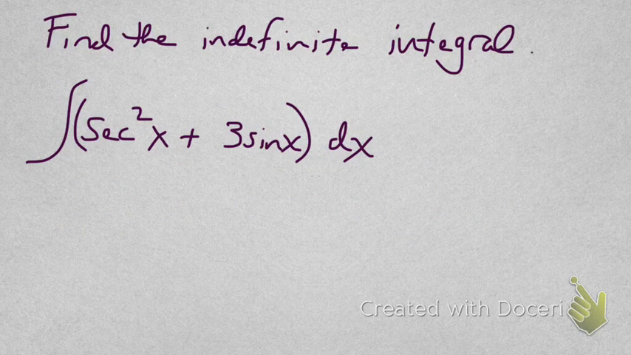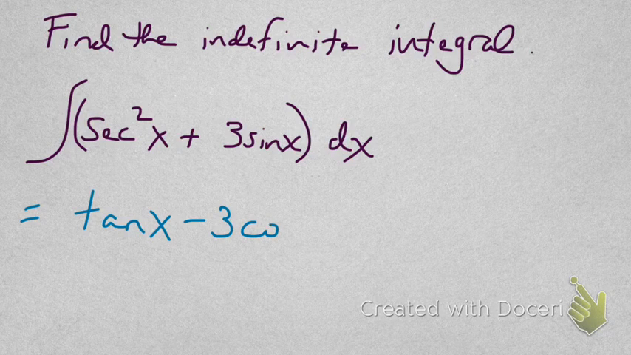To find the indefinite integral of secant squared x and 3 sine x, we're going to use a couple of properties. The antiderivative of secant squared x is tangent x, and we know that the antiderivative of sine x is negative cosine x. So when we integrate the secant squared, that is the tangent of that angle. And again, the antiderivative of sine is negative cosine, so the antiderivative of 3 sine is negative 3 cosine x, and we'll add that constant of integration.